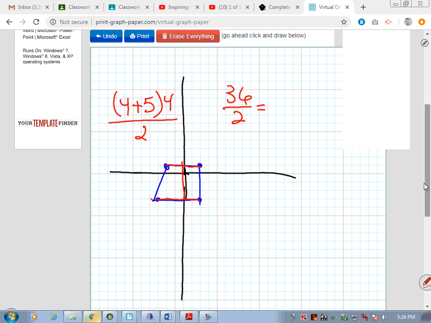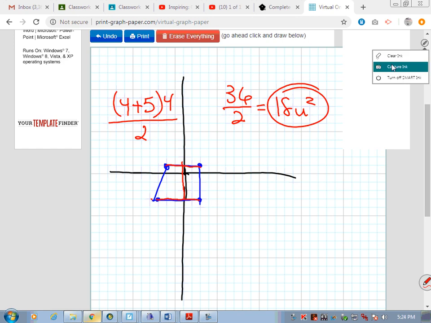So look at my answer here. Let's see. Where are you at here? 17? Let's see. We get 18 units squared. So that's my area right there. Okay, so if you need graphing paper, by all means, you'll have access to it.